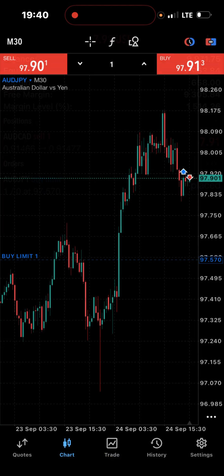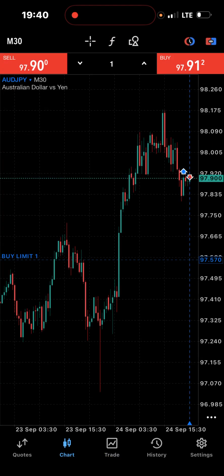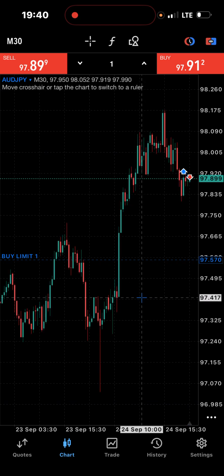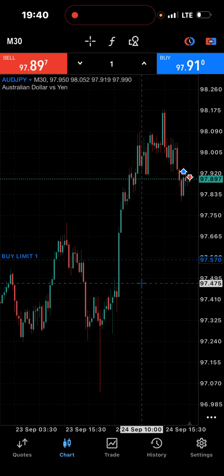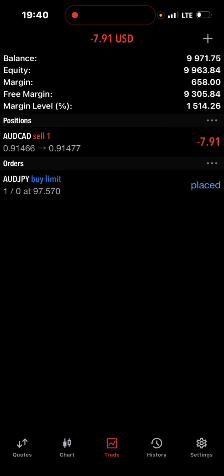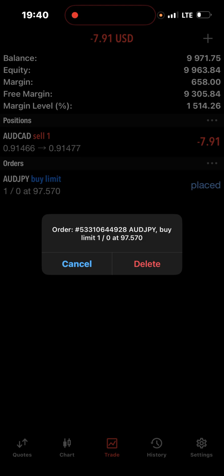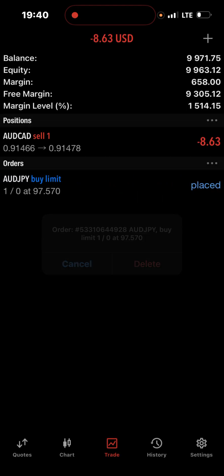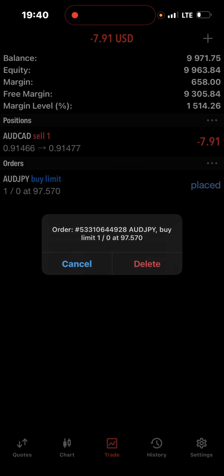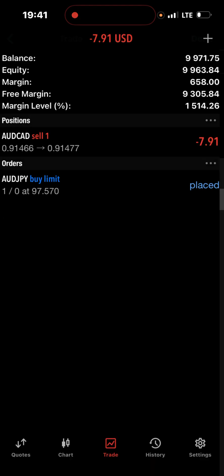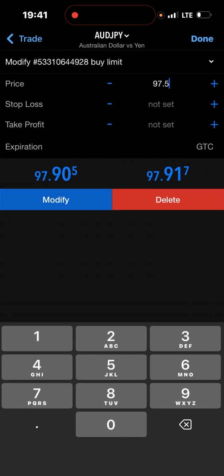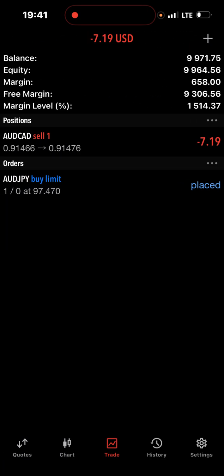So what does that mean? I'm waiting for price to come back downward into my area, then I buy. I'm sorry guys, I think we picked the wrong price. The price was 97.470. But this is just for example purpose. Cancel. So that is that about that.